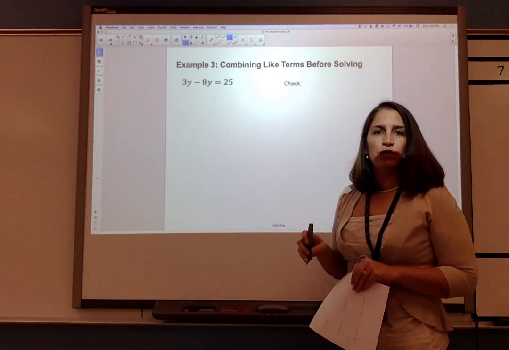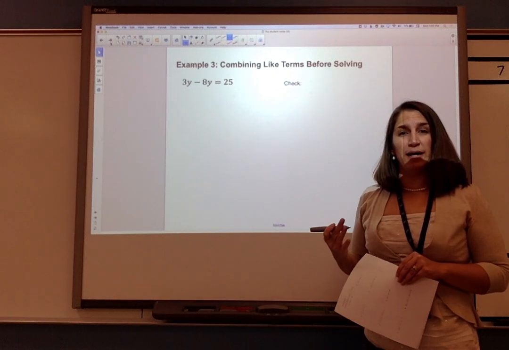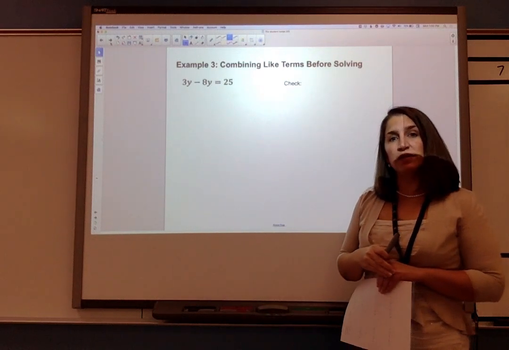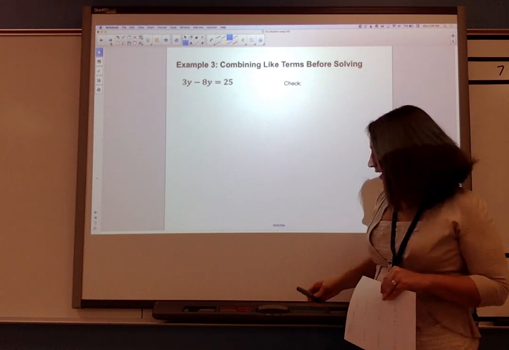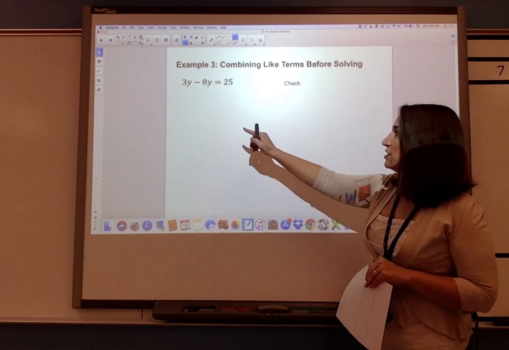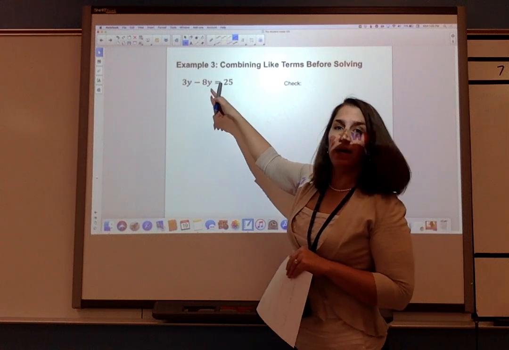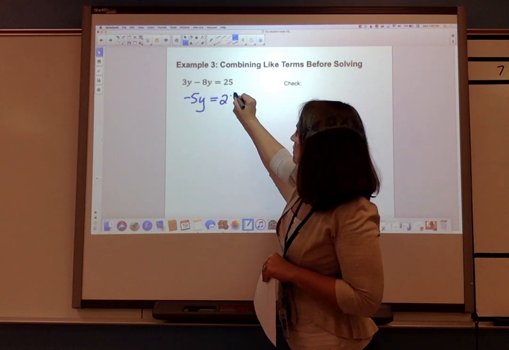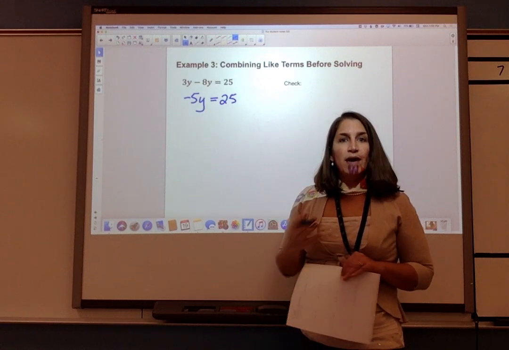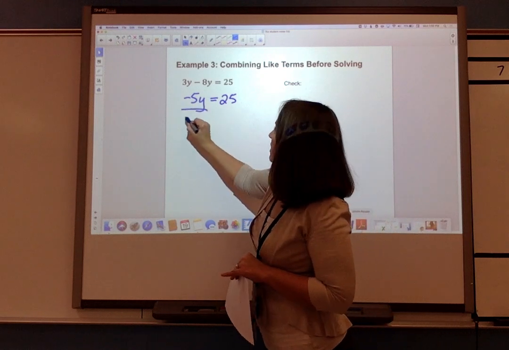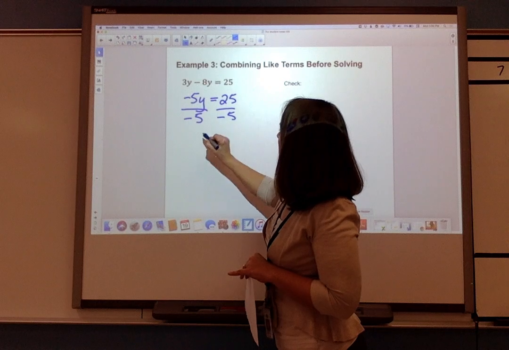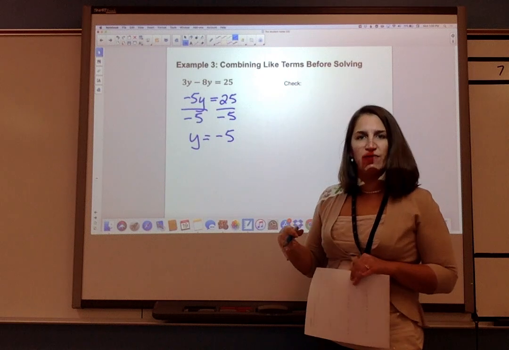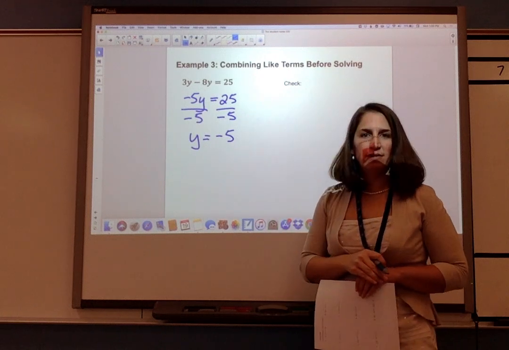On this one, we have a two-step equation, but our first step is just to combine like terms. If we look, we have two terms that both involve y on the left side, and on the right side of the equation we have a constant. So our first step is just to simplify this. So 3y minus 8y would be negative 5y, and that equals 25. Now I have a one-step equation where I need to divide by negative 5, and I get y equals negative 5. 25 divided by 5 is 5. Positive divided by negative, negative.